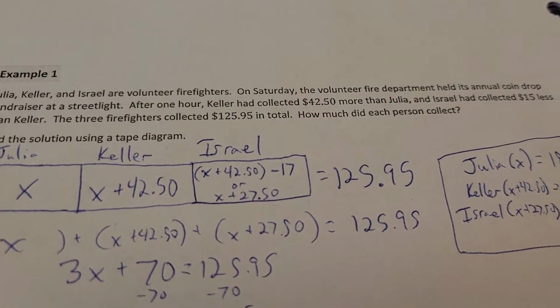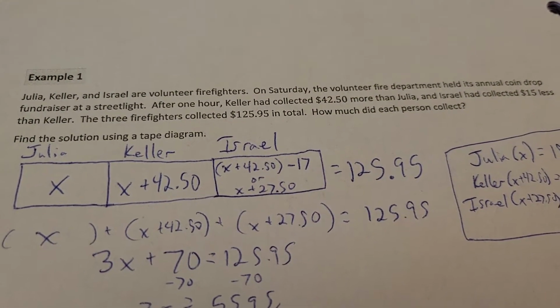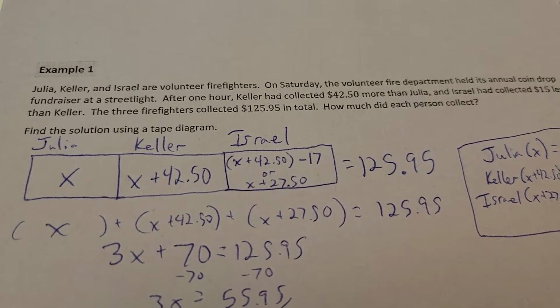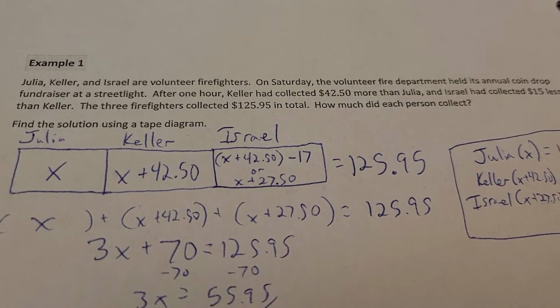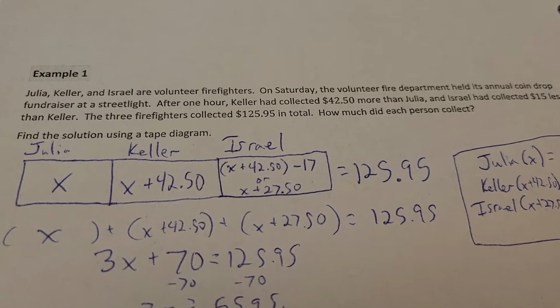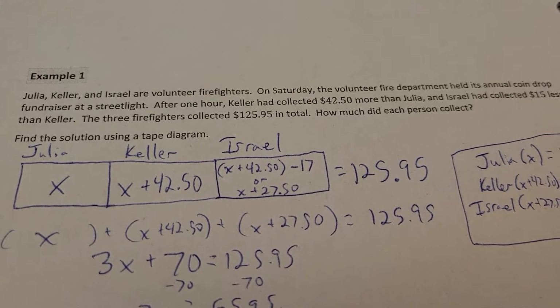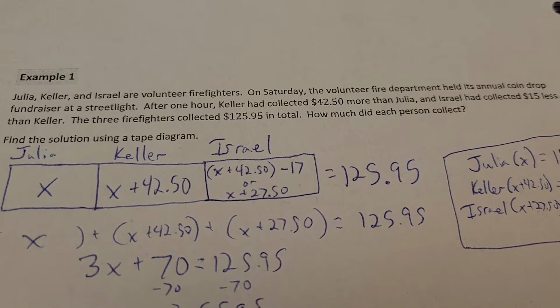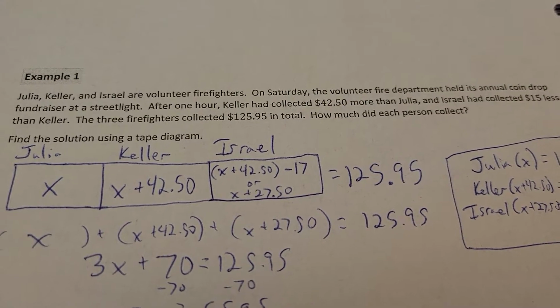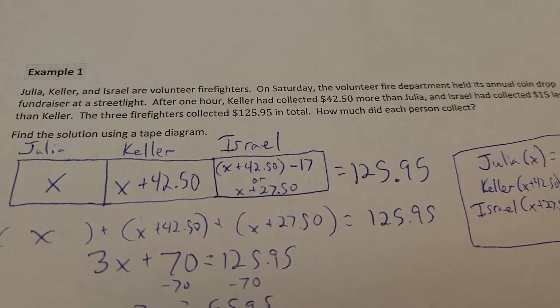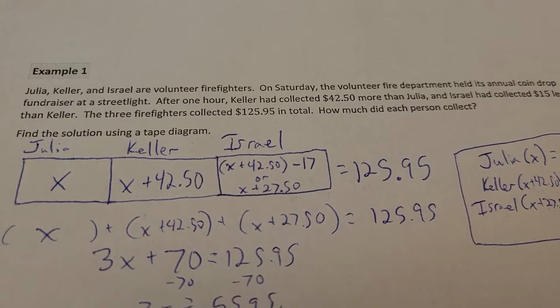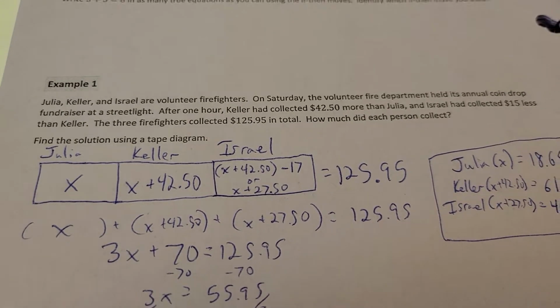Alright, for example 1, it says, Julia, Keller, and Israel are volunteer firefighters. On Saturday, the volunteer fire department held its annual coin drop fundraiser at a streetlight. After 1 hour, Keller had collected $42.50 more than Julia, and Israel had collected $15 less than Keller. Three firefighters collected $125.95 in total. How much did each person collect? Find the solution using a tape diagram.